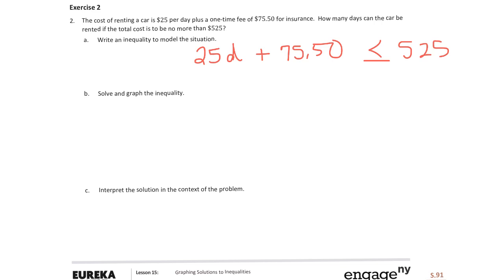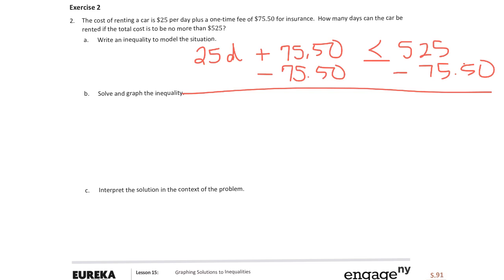So part B asks us to solve and graph it. The first thing we're going to do is subtract 75.50 from each side. And so we are left with 25D is less than or equal to, when I subtract that, turn my calculator on here, 525 minus 75.50, and I get 449.50.